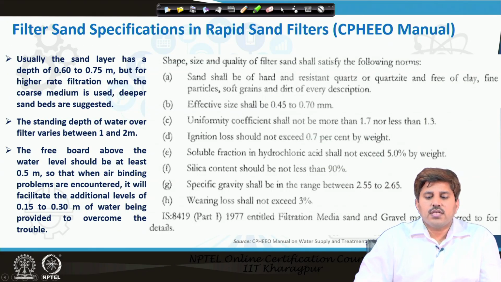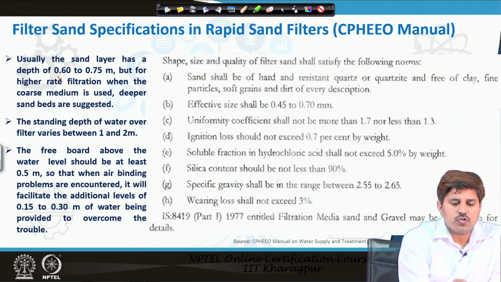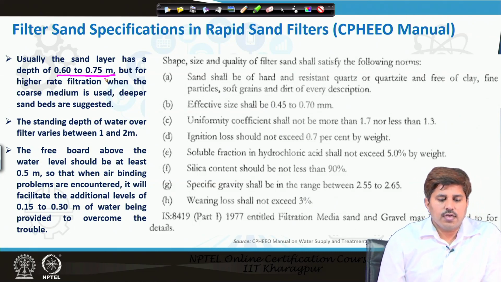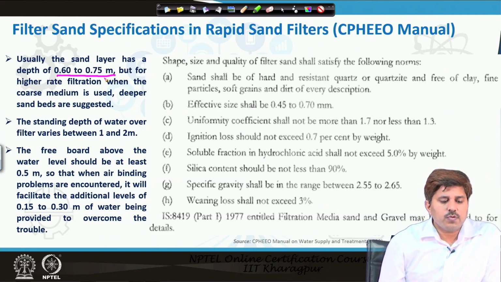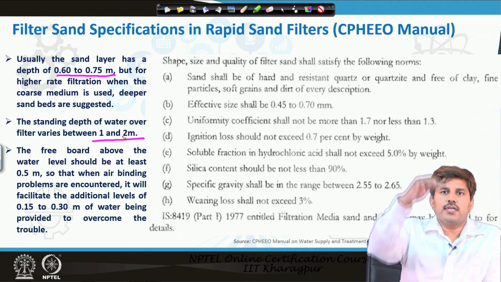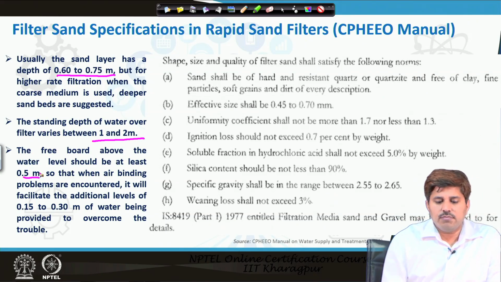The specification for the filter sand is again as per CPHEEO, generally it has to be between 0.6 to 0.75 meter depth. The standing depth of the water over the filter varies between 1 to 2 meters. So, over the filter the depth of the water can be 1 to 2 meter. The freeboard above this can be up to around 0.5 meter.